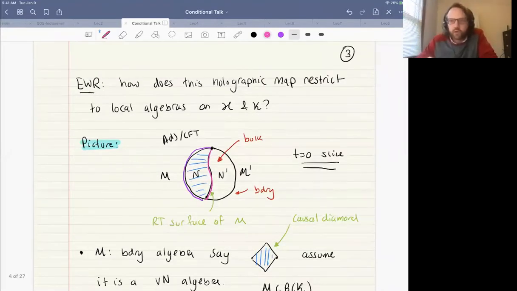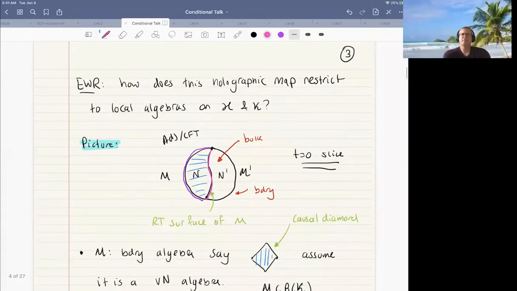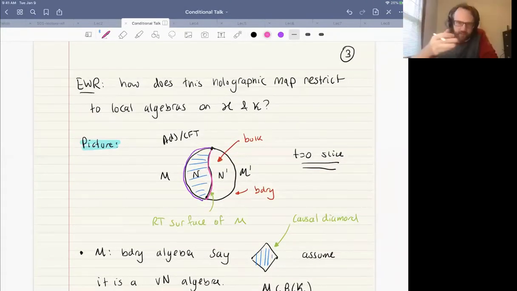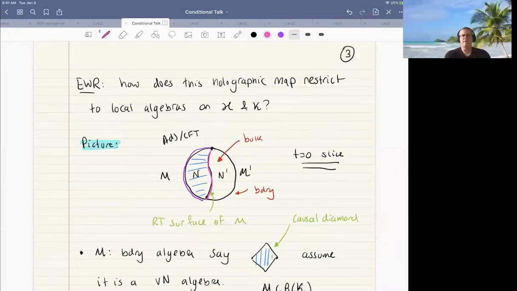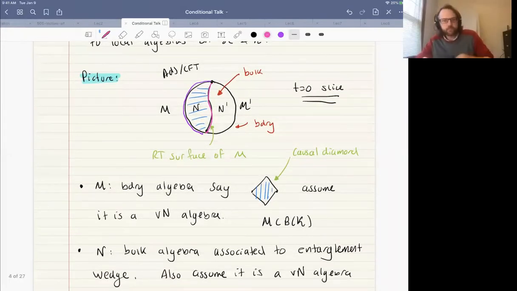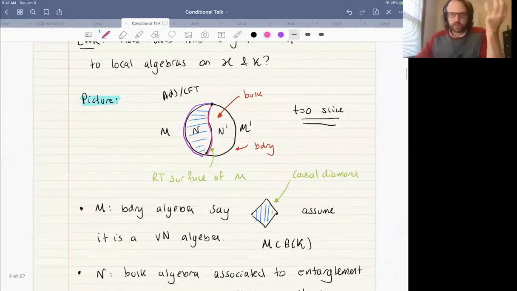But there's also commutant algebras. I'll define what the commutant is in a little bit, but it's basically the complement. So if I take everything complementary to M on the boundary, that defines M prime, some algebra M prime, which is associated to the complement region. And similarly in the bulk, you have this N prime. Okay, so these are going to be algebras respectively on the physical Hilbert space and on the bulk Hilbert space, and we have to understand how they're related. So that's the question of bulk reconstruction.